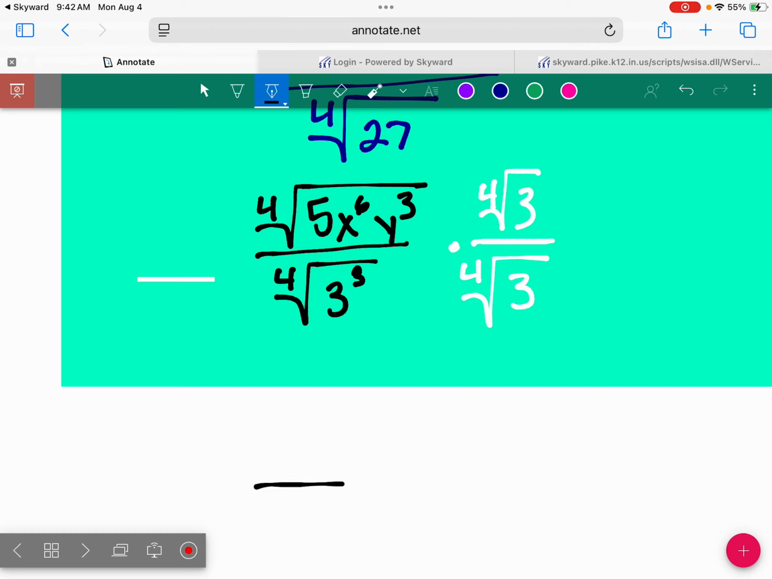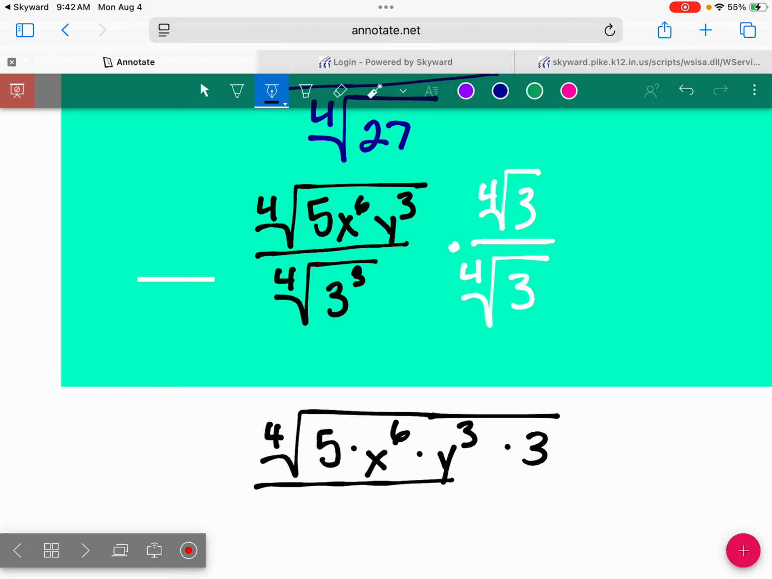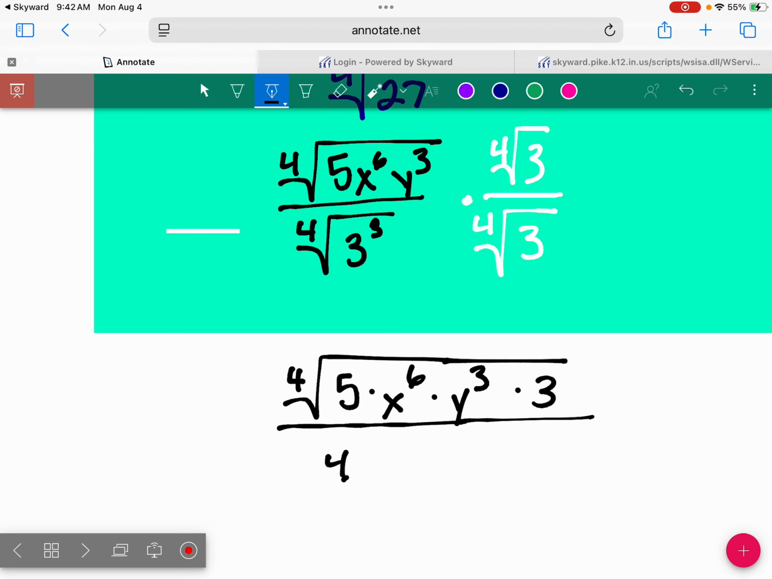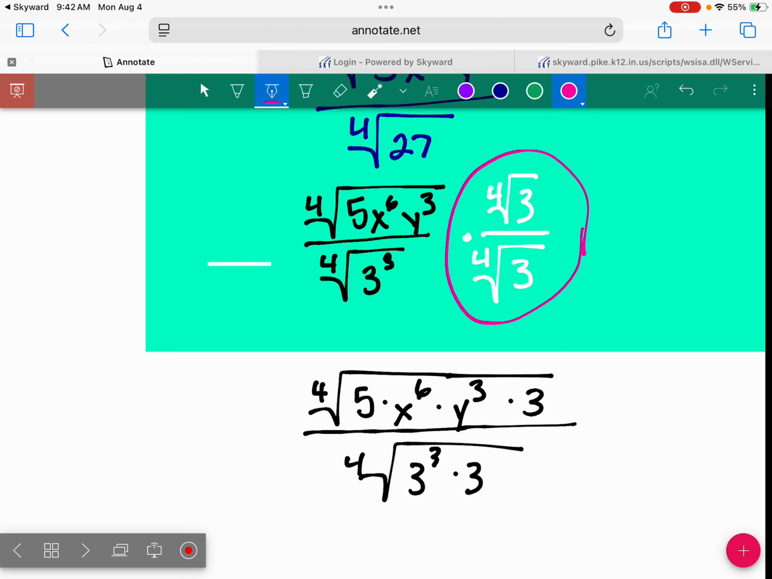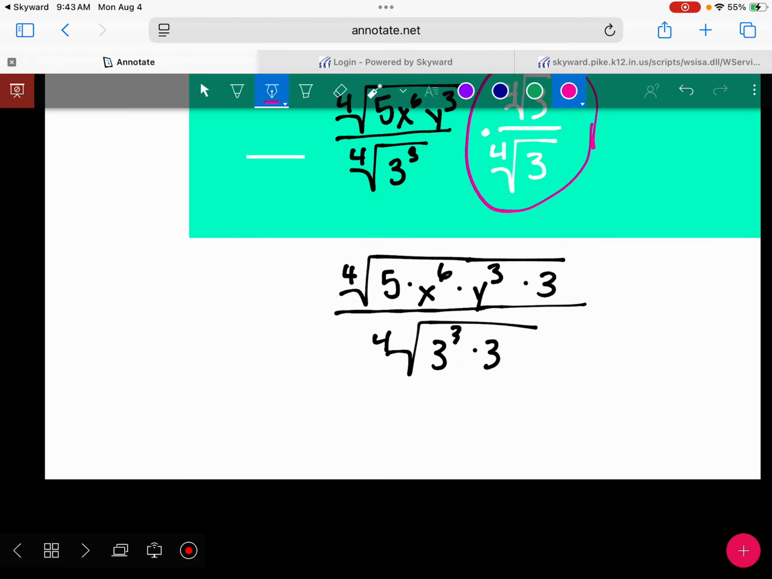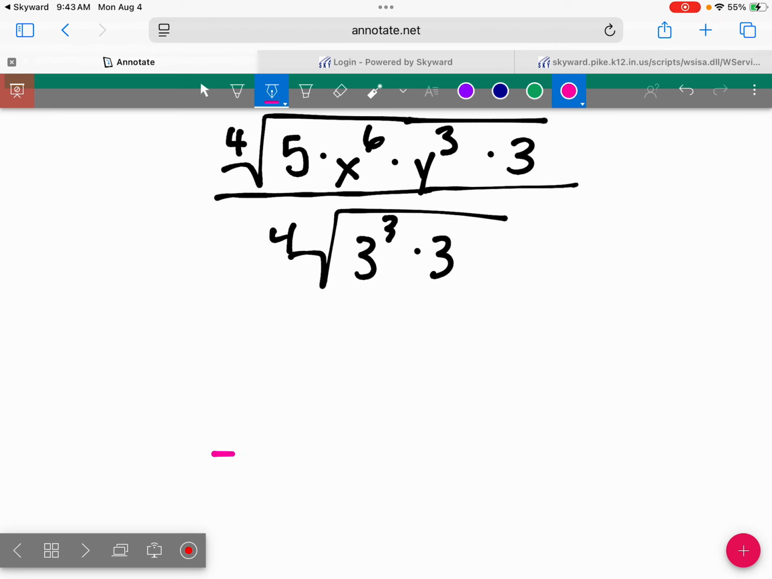So we can put our fourth root of 5 times x to the 6th times y to the 3rd times 3, over our fourth root of 3 to the 3rd times 3. We are choosing this value. This is something we get to pick. There's not one right answer. You could put 27 to the 3rd; you're just going to wind up with more simplification to do at the end. That gives us our denominator, fourth root of 3 to the 4th, which is essentially just 3.